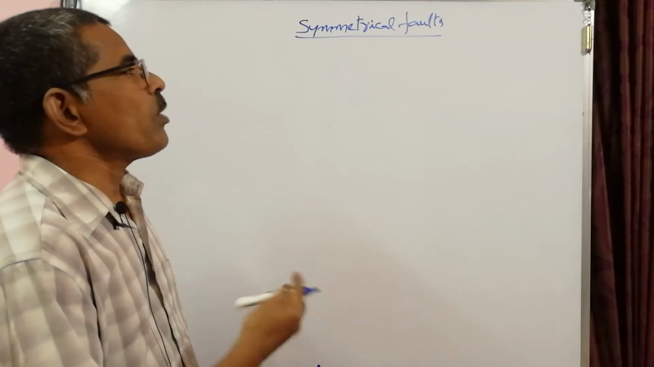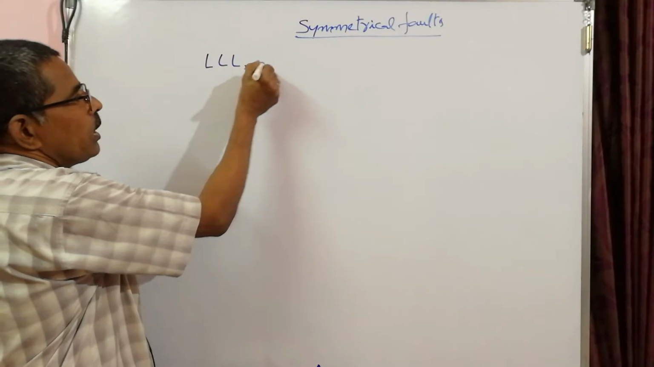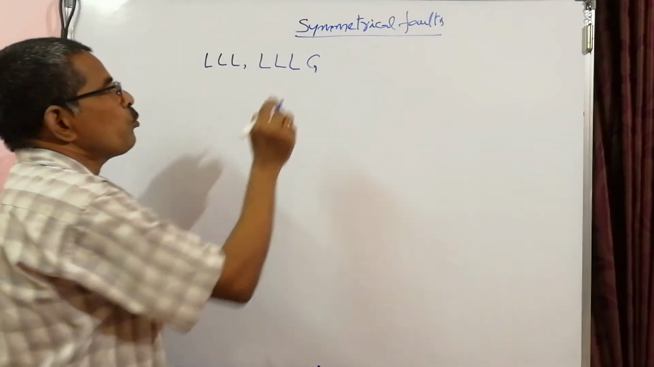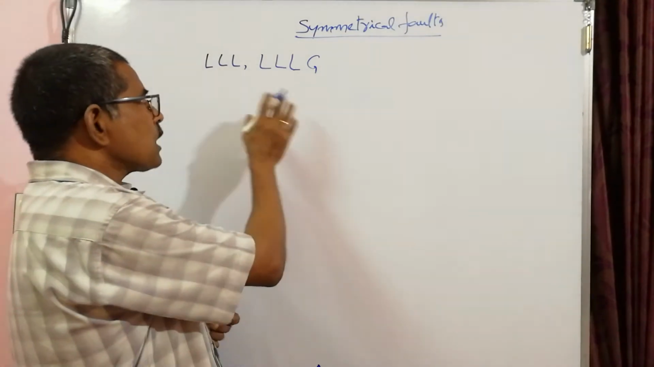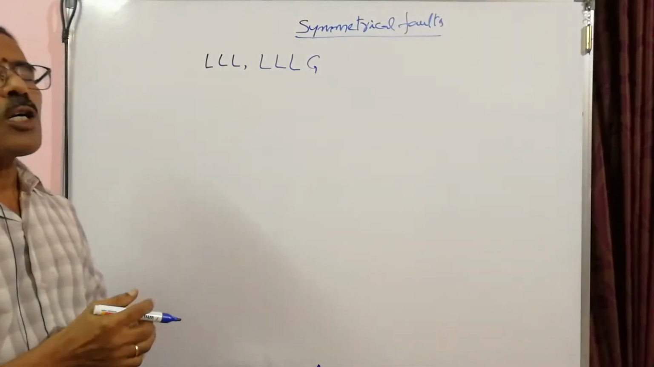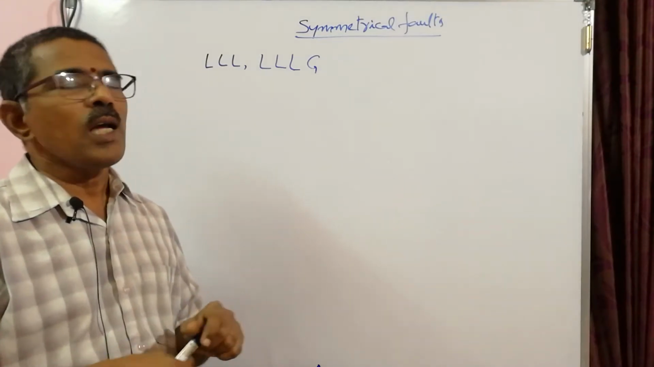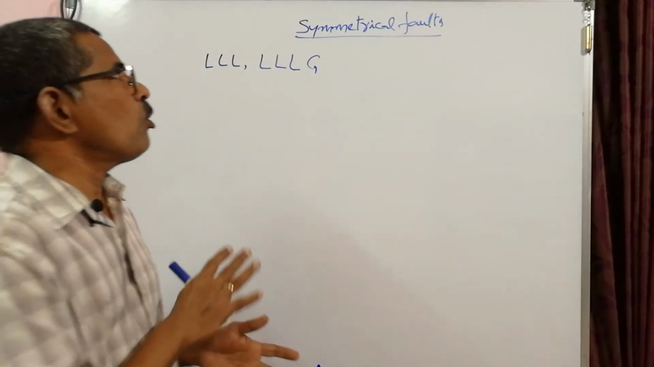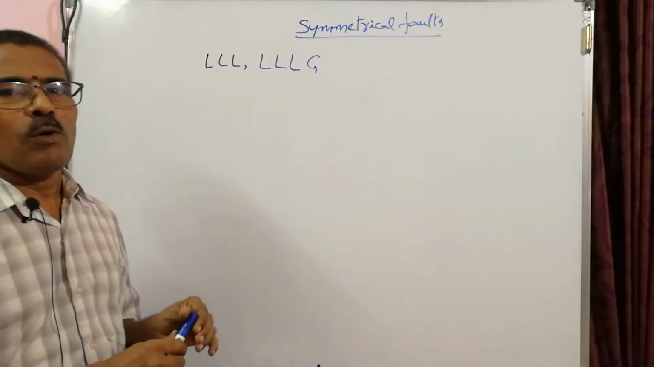What are symmetrical faults? These are triple line and triple line to ground faults. These are shunt faults, and because of these faults the system does not lose its balance. The system still remains in balanced mode of operation, hence per phase analysis is sufficient. And when we go with per phase analysis, per unit values are to be used.